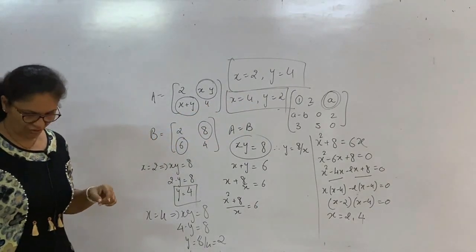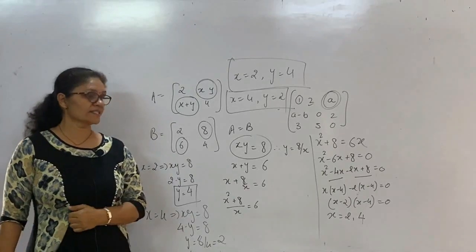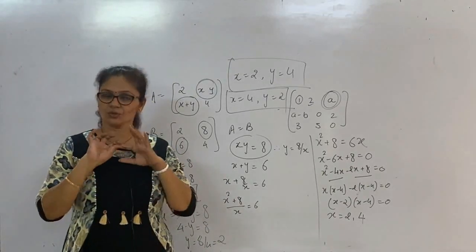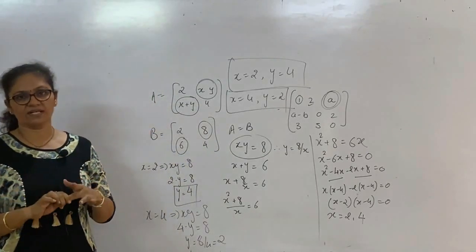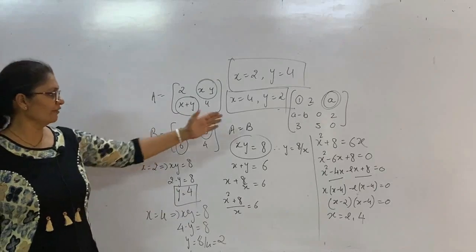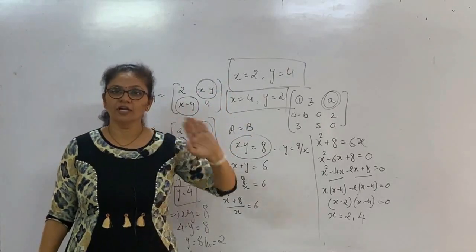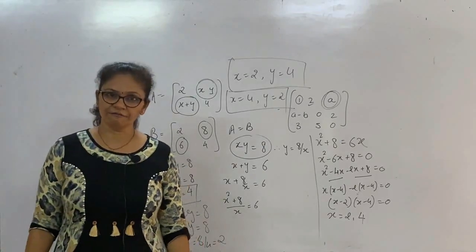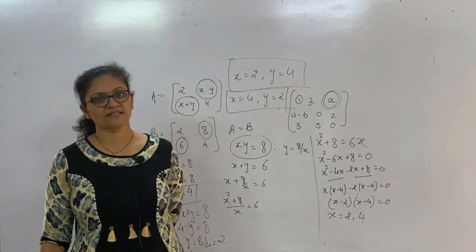Now let's revise all the session, all the types of matrix we have discussed. First we discussed row matrix, then column matrix, then square, then zero, then identity, and then we discussed examples of equal matrices. Okay, so for today this much is enough. In the next session we will discuss exercise 3.1.